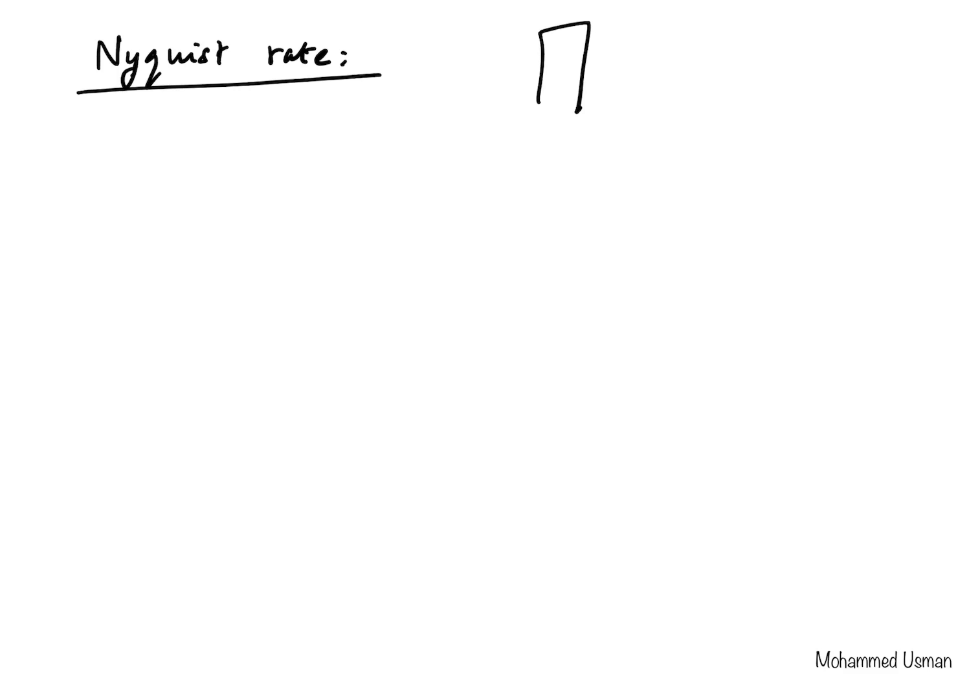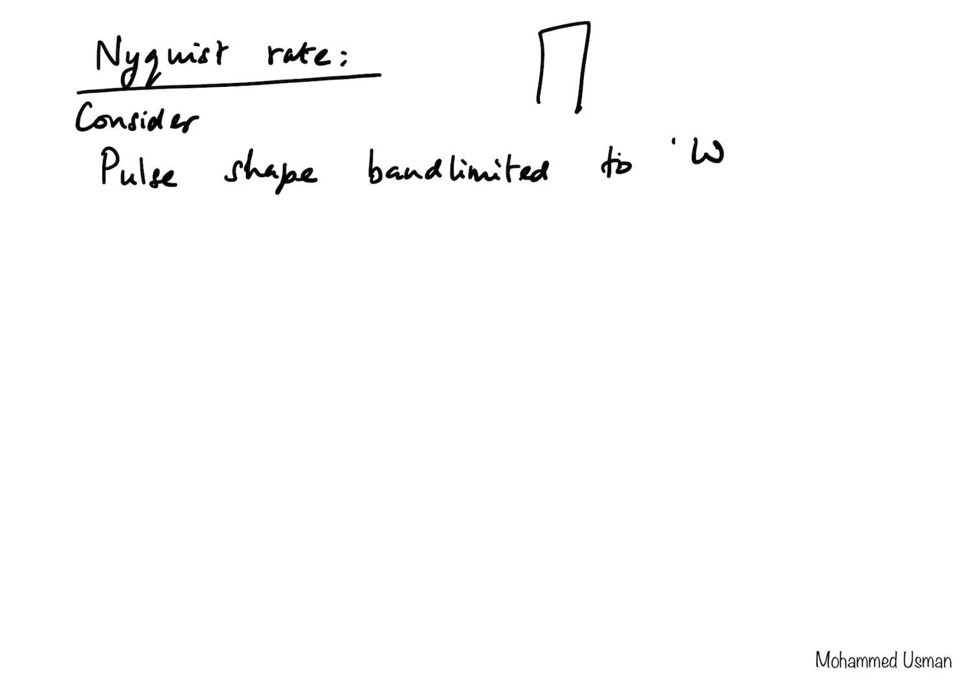So normally, we shape the pulse in such a way that its frequency domain representation is band limited. So let's say we consider a pulse shape band limited to some bandwidth W hertz.